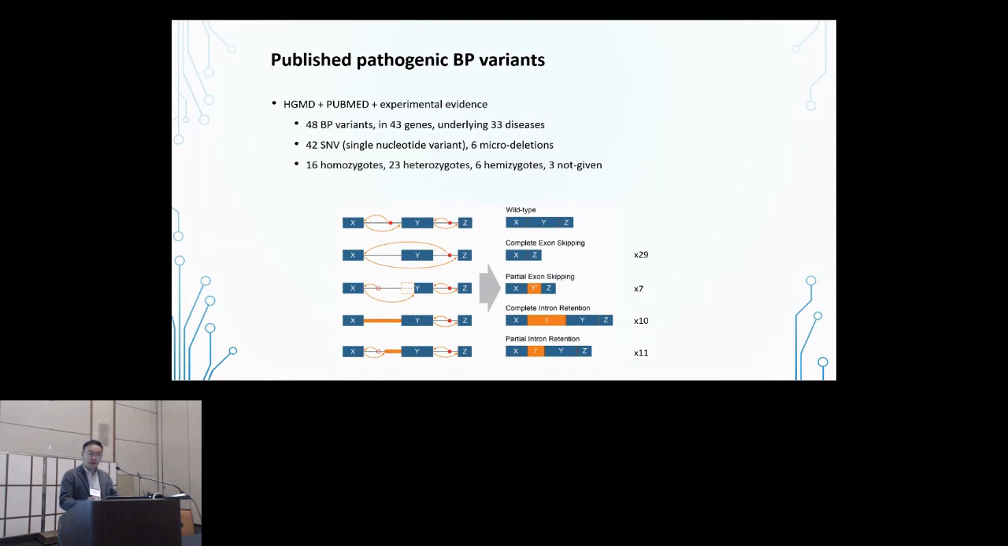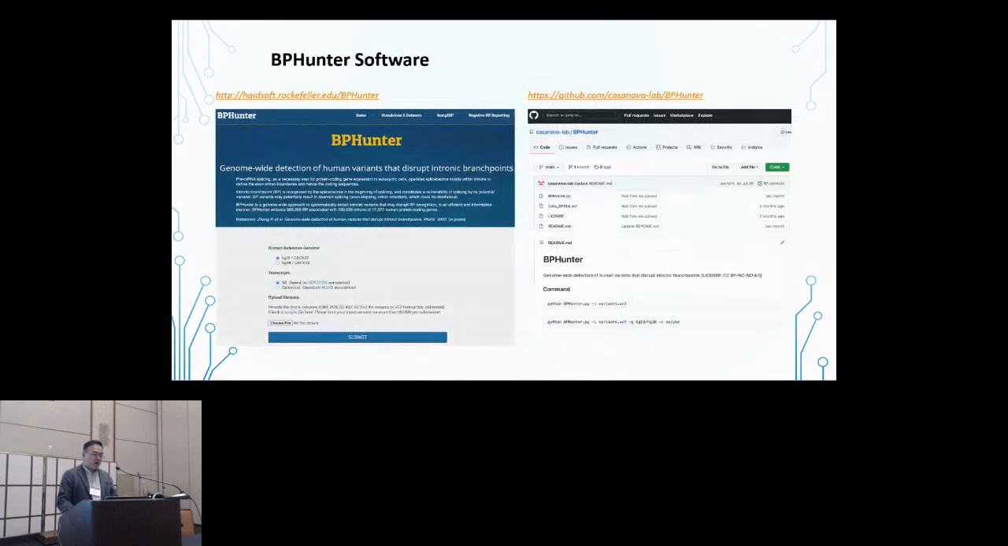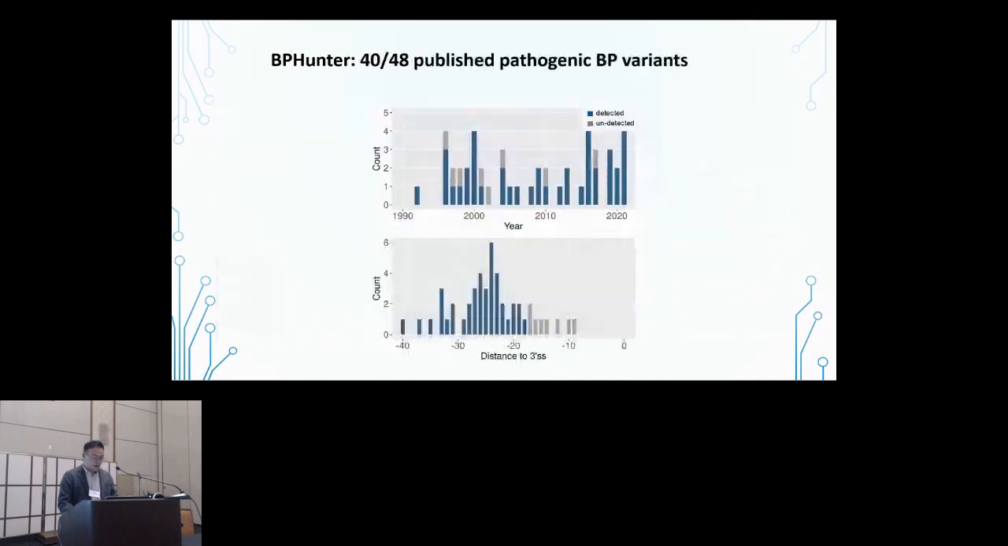When we count the occurrence of each consequence, complete skipping seems to be the major outcome from a BP variant. So we created our software, BP Hunter, as a web server and also as a Python program for small-scale search for those physician scientists, or for large-scale analysis.